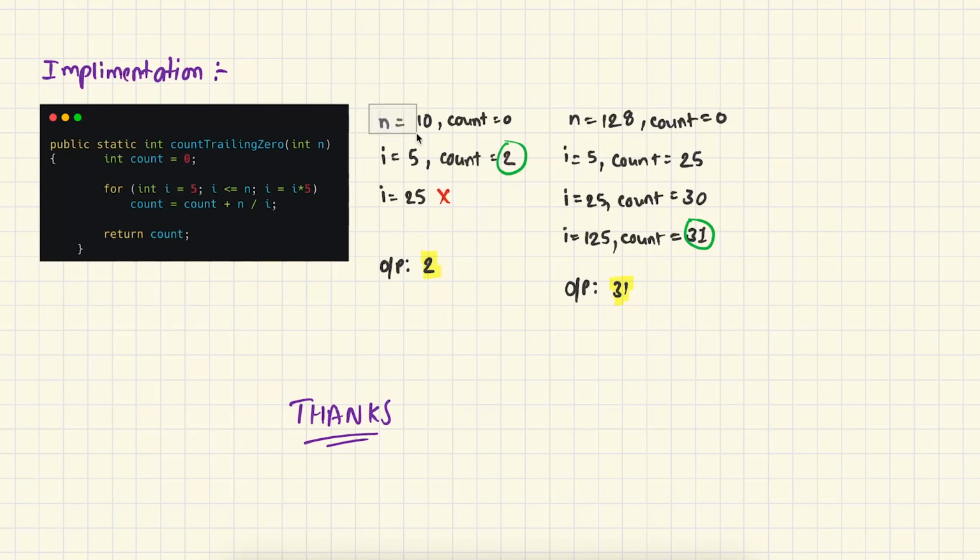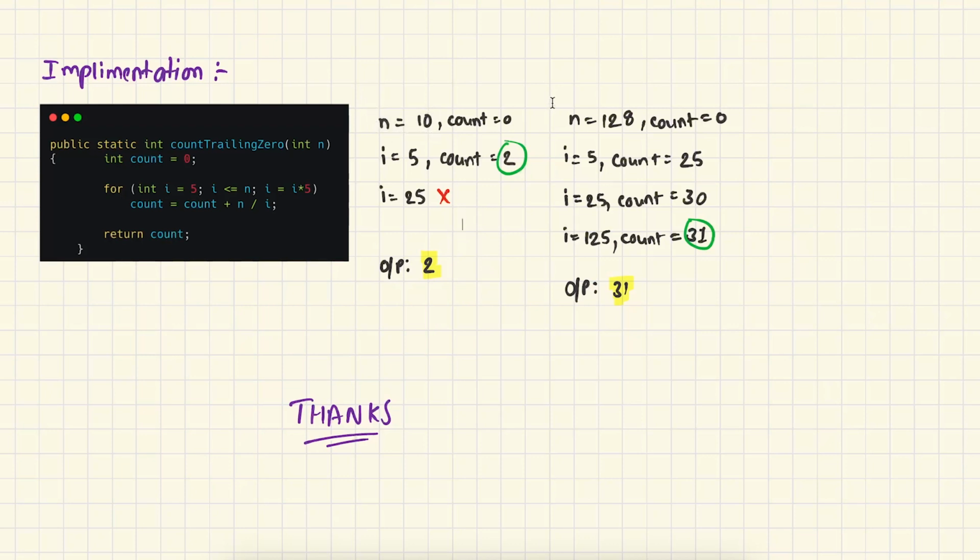Let's say n is 10, the initial value of count is 0. In first iteration, the value of i is 5. We divide 10 by 5 and we increment the count by 2. In second iteration, the value of i becomes 25, and this is where the condition becomes false and we come out of the loop. So the output of this input is going to be 2. It means the number of trailing zeros in factorial of 10 is 2.